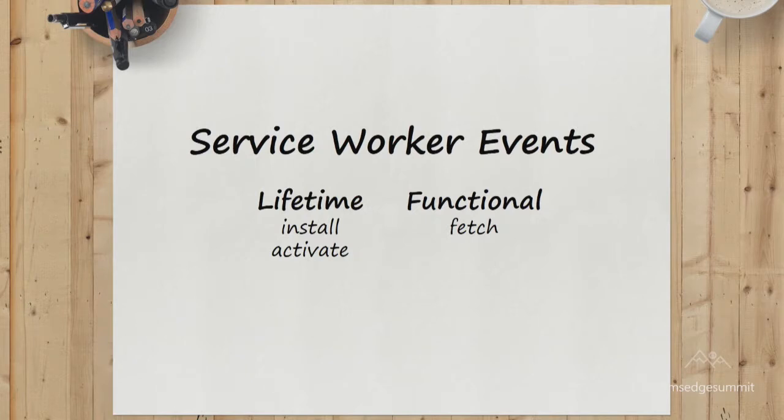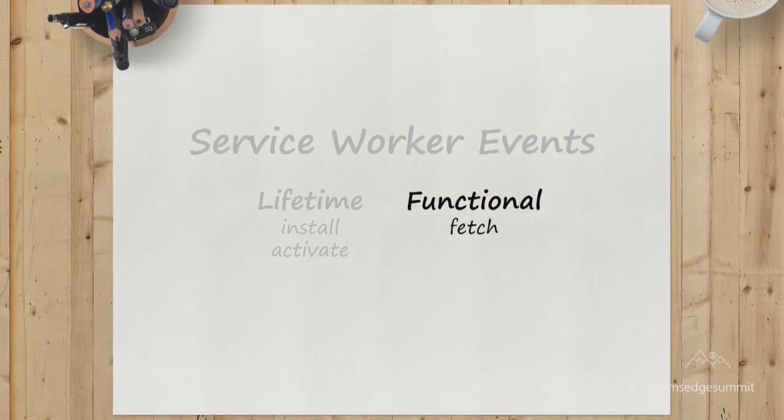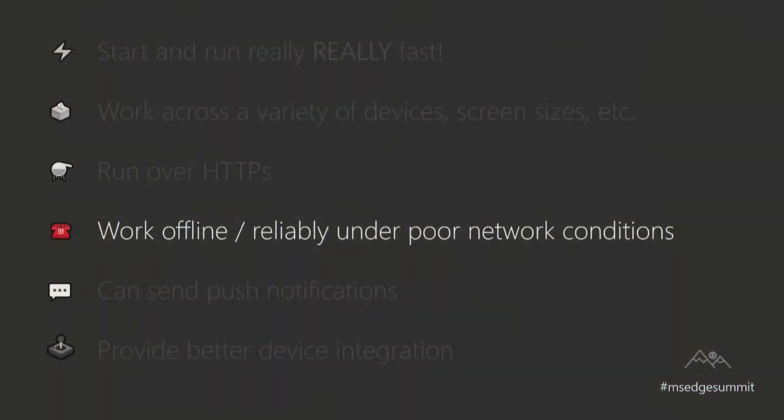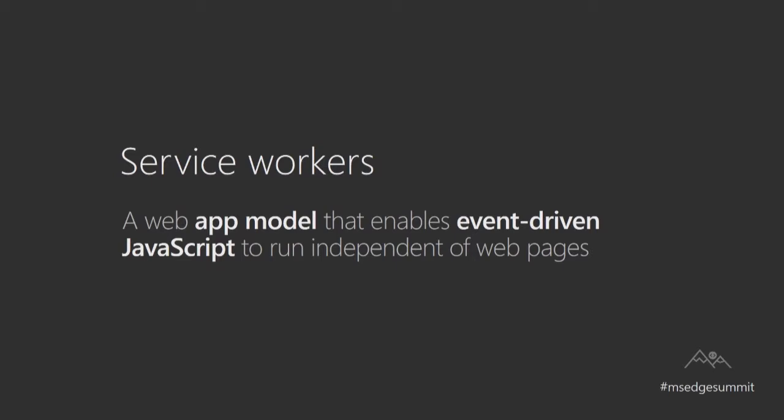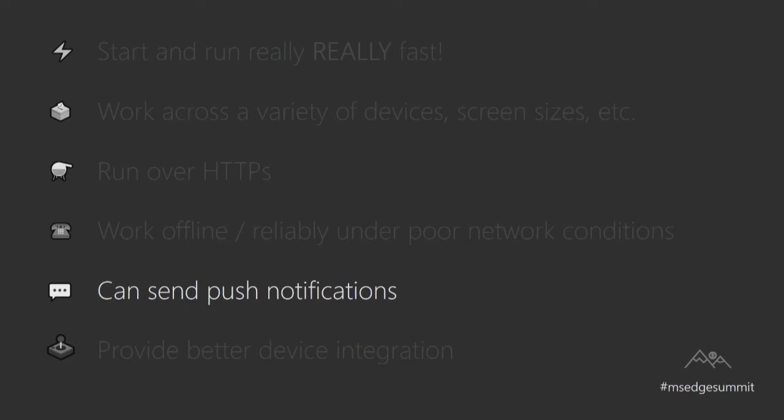So we've covered basically two types of service worker events here: the lifetime and the functional events. We have the onInstall, the onActivate, and then the onFetch that we were just talking about. You can imagine that this helps us solve working offline and reliably under poor network conditions, which I just covered. But service workers sound like they could do so much more. They're really an app model for the web, so that we can handle any kind of event-driven event in this JavaScript worker so that it could do other cool things. Maybe we can also do push. So let's see what that looks like.